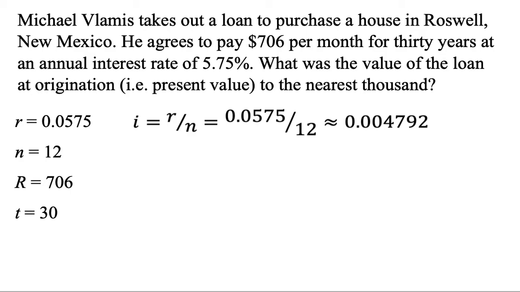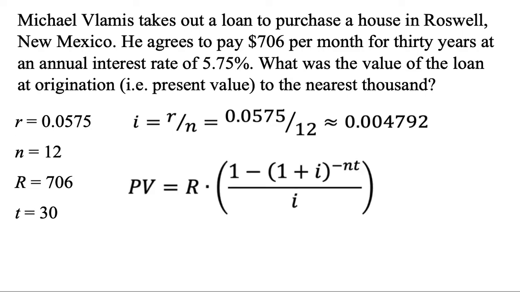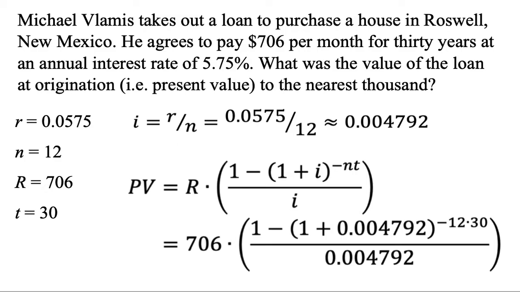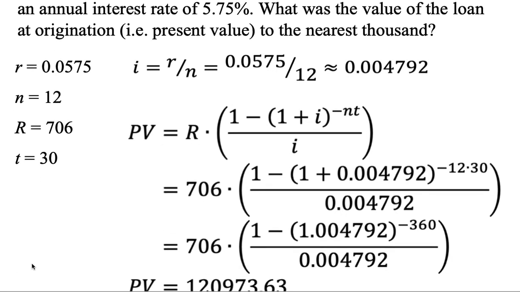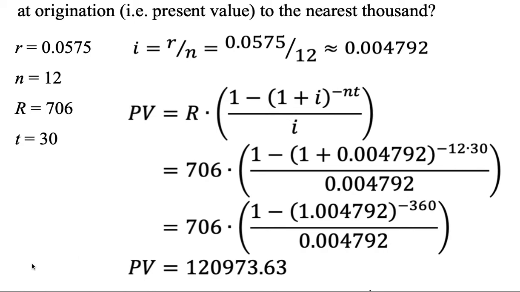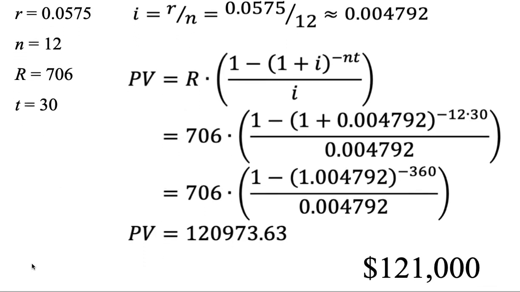Finding our I, 0.0575 divided by 12, is approximately 0.004792. Plugging into the present value formula, we find that our present value will be $120,973.63. Rounding to the nearest thousand, that is $121,000 as the present value for our loan at origination.